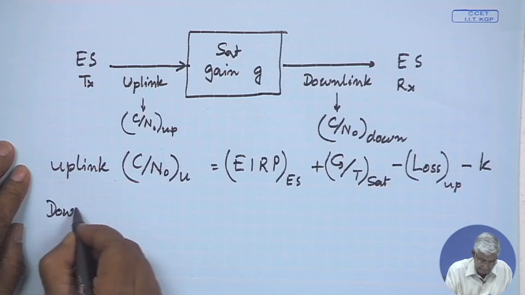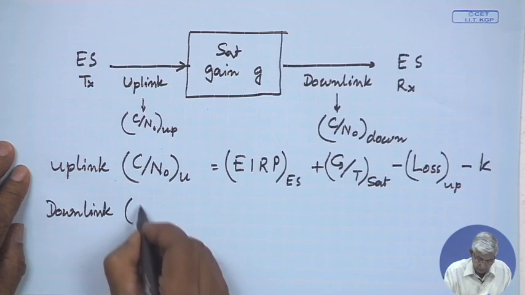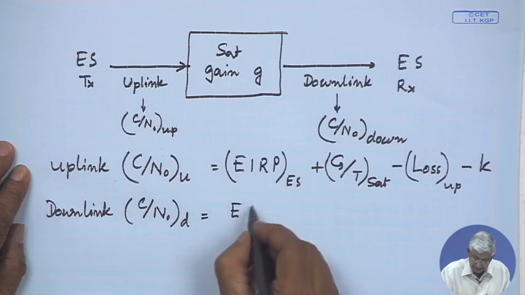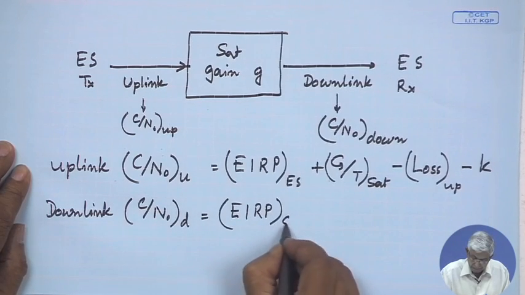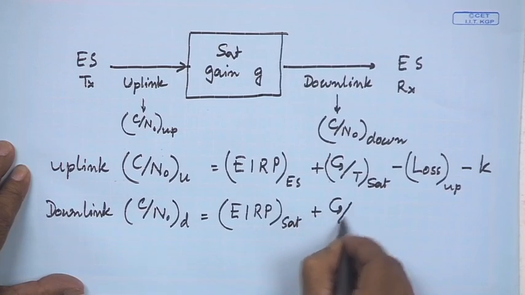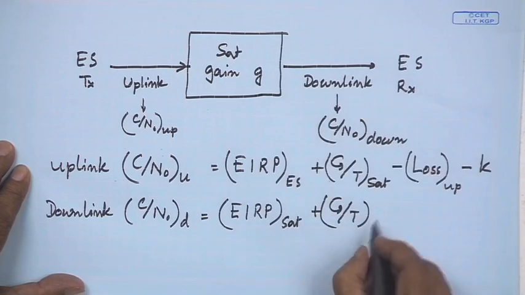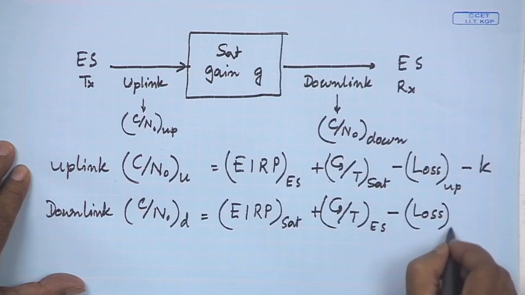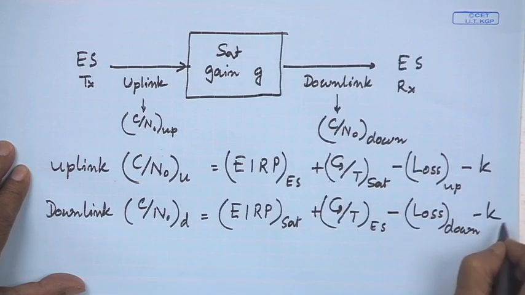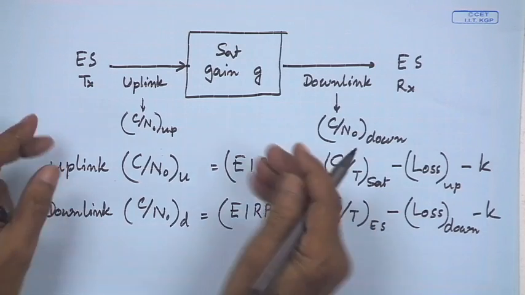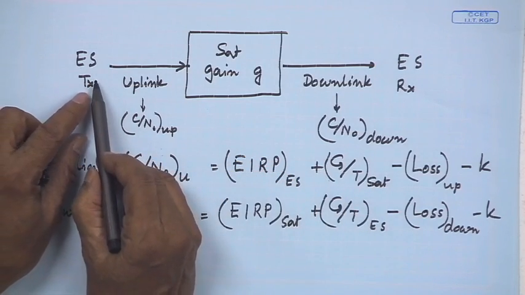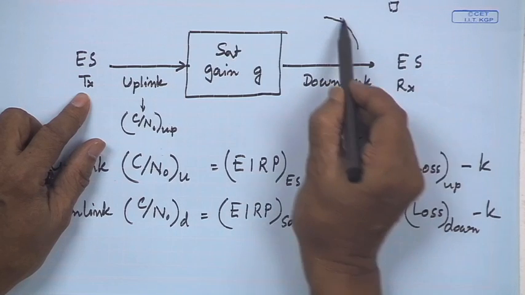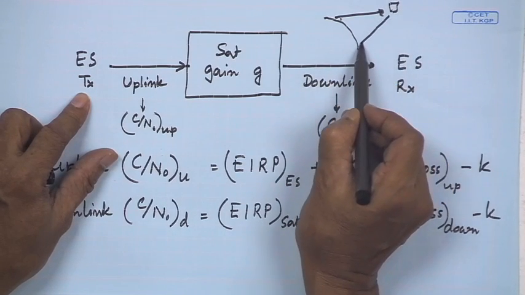Similarly, in the downlink path we have C by N naught downlink, which is now the EIRP from the satellite plus G by T. Now, the earth station is receiving, so it is that of the earth station, minus the loss in the downlink, minus Boltzmann's constant K. Now, say one earth station is transmitting from this part of the earth, there is a satellite here, and from here somebody is transmitting and here somebody is receiving.